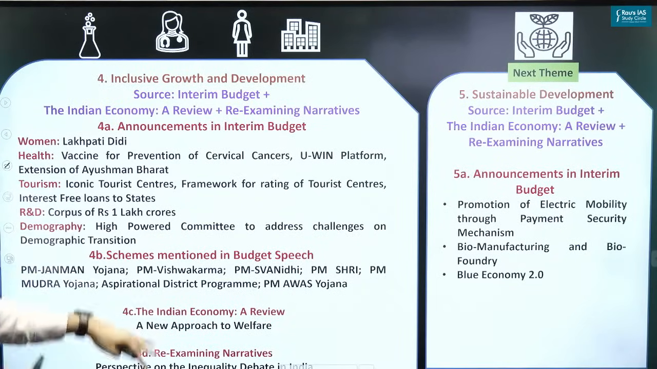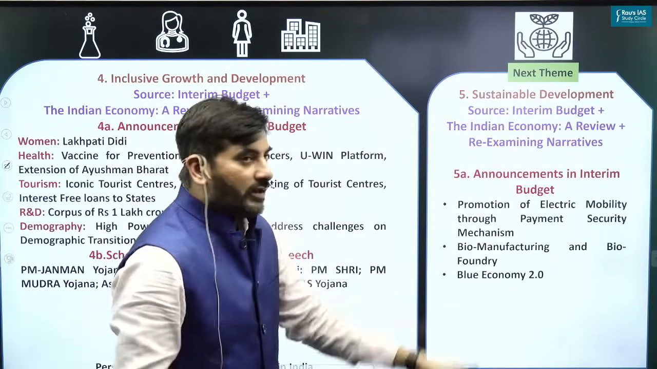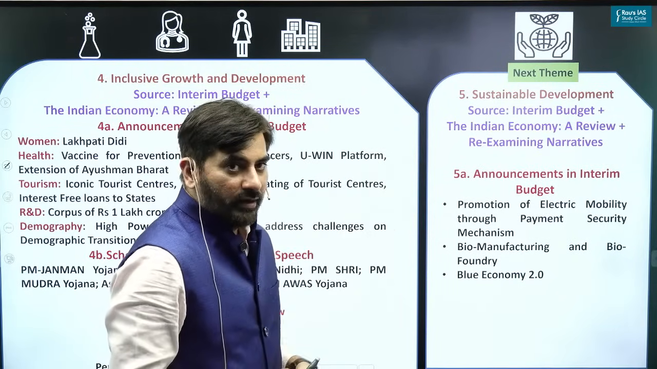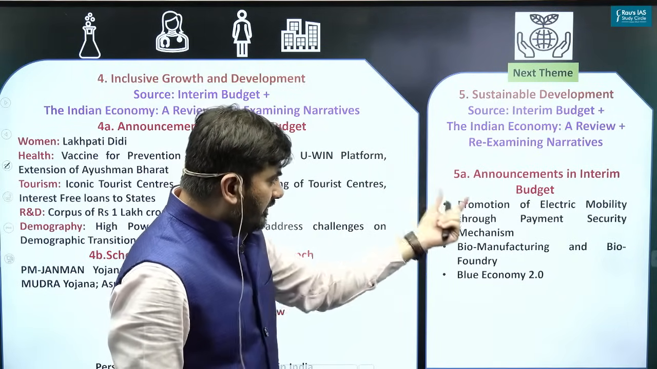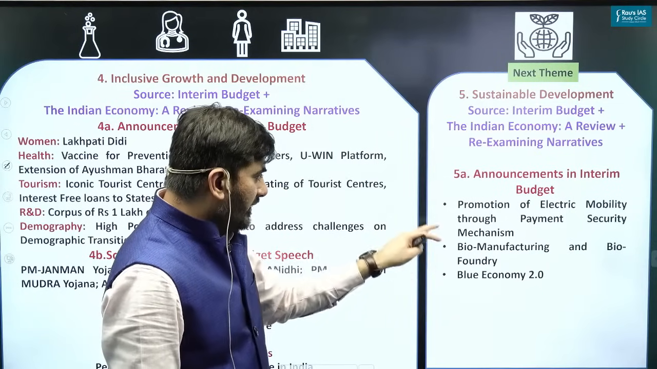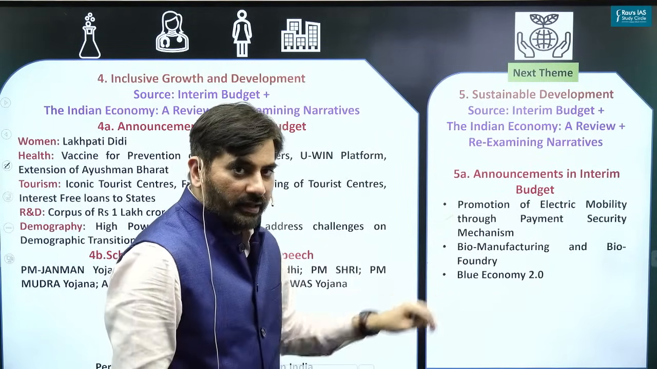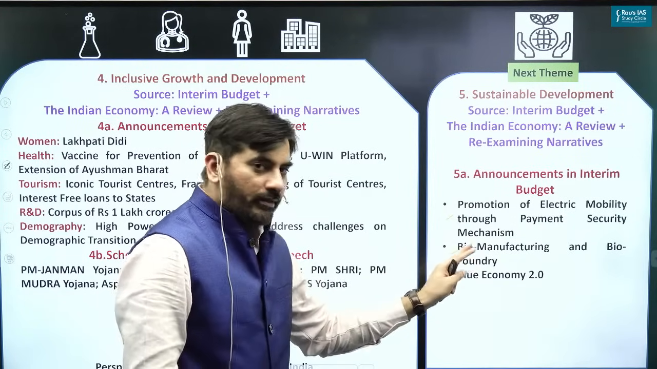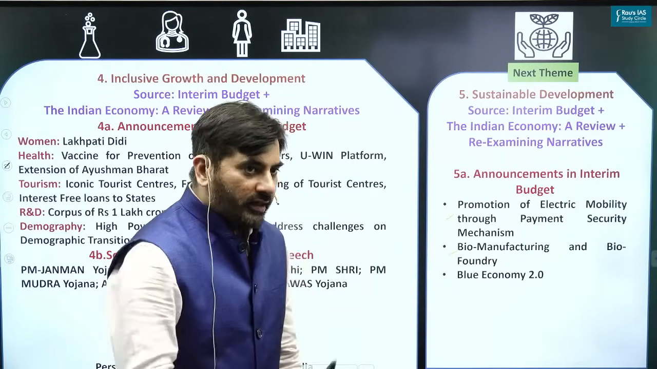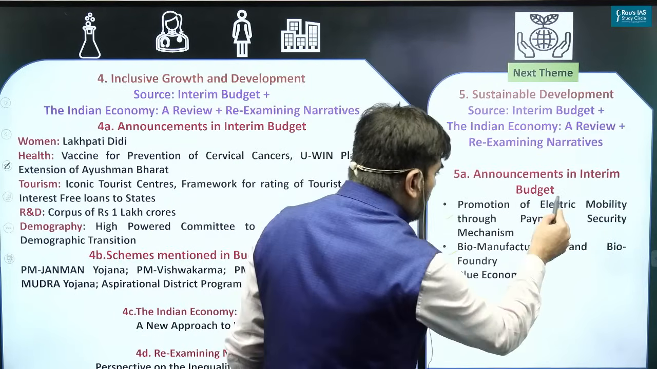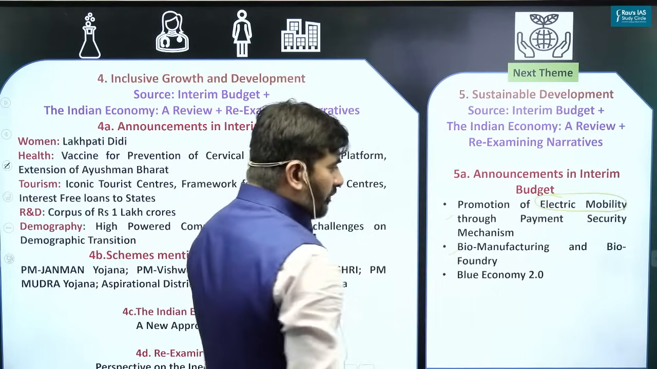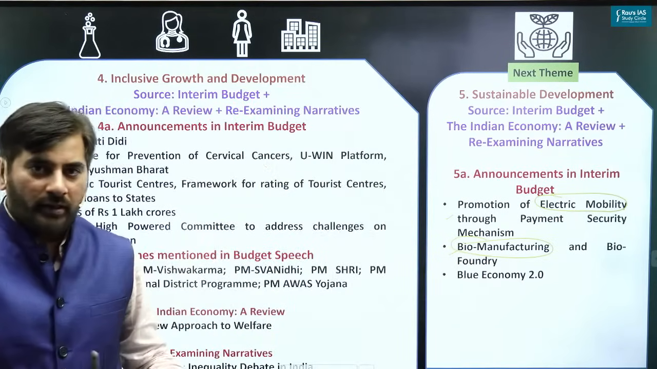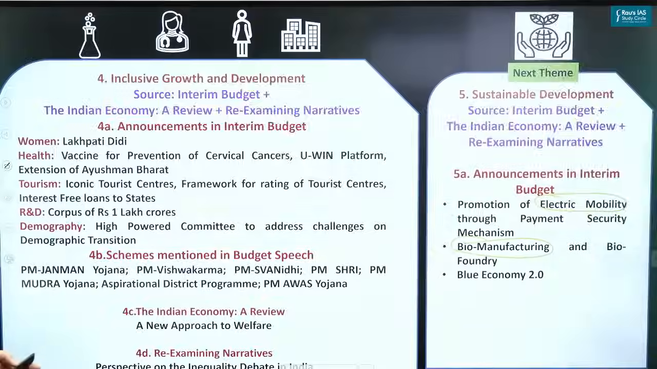So we have covered inclusive growth and development. Now there is sustainable development. With respect to the next theme of sustainable development, can you see there are two important announcements. One announcement is for electric mobility, and the other major announcement is for bio-manufacturing and bio-foundry. So here we should know the initiatives of the government for electric mobility and the topic of bio-manufacturing and bio-foundry. That is what I'm going to discuss now.